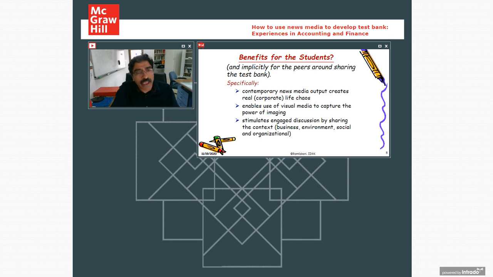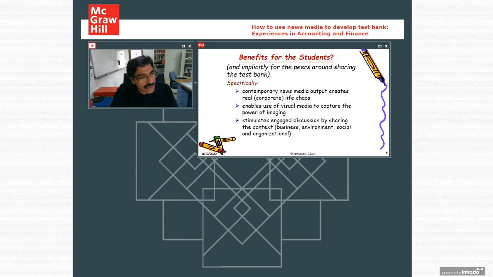Those who have had a very good background of organizational behavior and such streams will agree that the power of imaging is extremely high, that is, one picture can convey 1,000 words. Those things do happen, and it enables use of visual media to capture the power of imaging. And it also stimulates an engaged discussion by sharing the context.